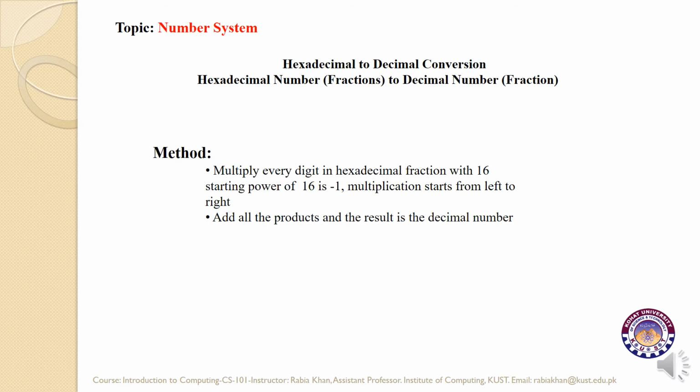Now if we are given a hexadecimal number that contains a fraction, how can we convert it to a decimal number? Again, the decimal number would contain the fraction. So this is the conversion of a hexadecimal fraction to a decimal fraction. The method, as I just said, is written in front of you. Again, we would multiply every single digit in the given hexadecimal fraction by a power of 16, but now the power of 16 will start from -1, and the multiplication process will move from left to right.